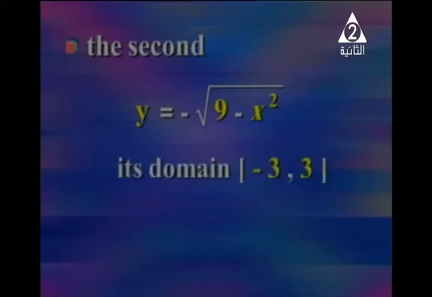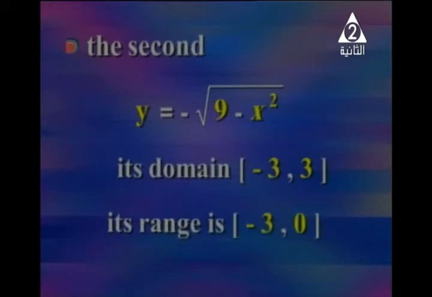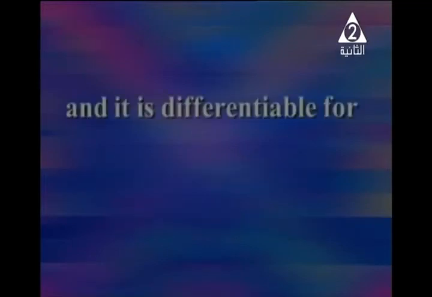Second case, y equals negative square root of 9 minus x squared. What is the domain? Excellent student, negative 3, 3. What is the range? Negative 3, 0. Look at, dear student, when we substitute x from negative 3 to 3, the smallest number is negative 3 and the greatest number is 0. Then the range is the closed interval negative 3, 0. This function is differentiable for x belonging to the open interval negative 3, 3.